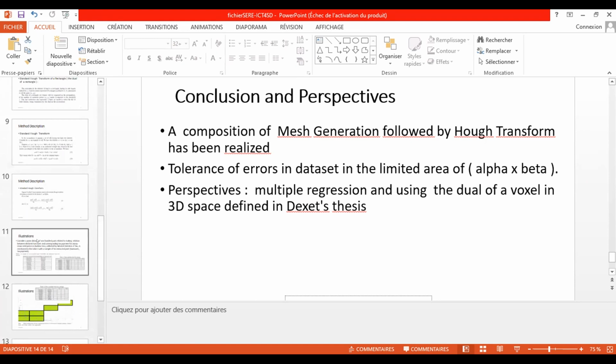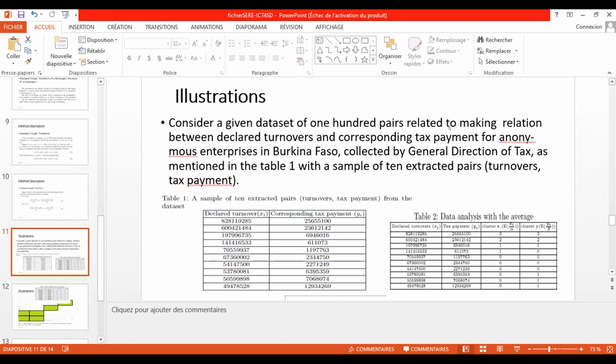Oh, d'accord. So, okay. I take the data set from the General Direction of Tax. It is anonymous, the anonymous enterprise in Burkina Faso. From where you have collected this data set? I take the data set with one of my colleagues who work in the General Direction of Tax. Okay, this is real data. Yes, it is real data, yes.